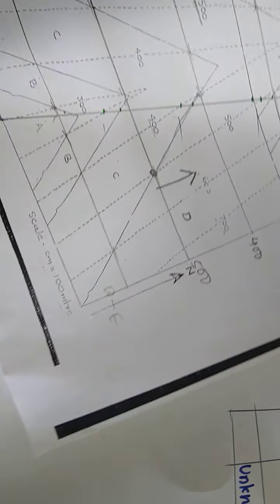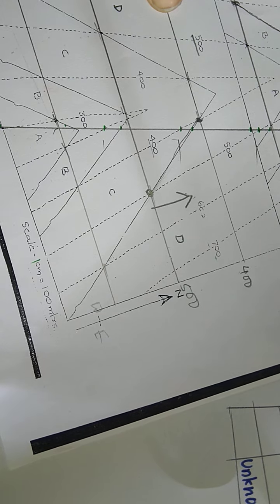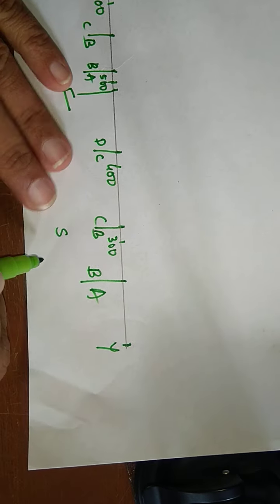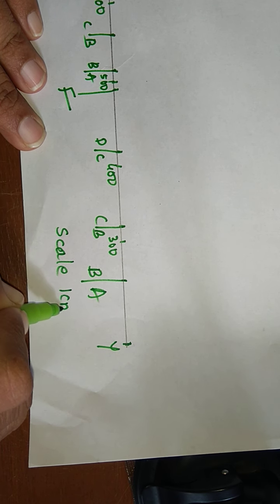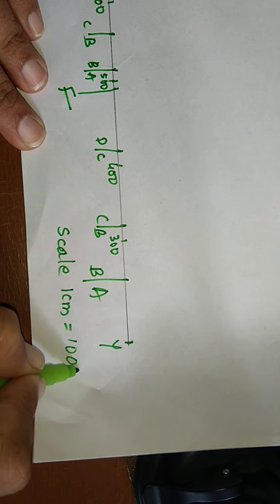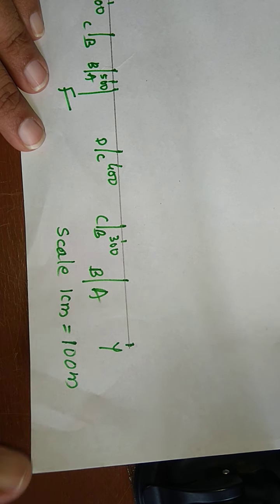Then the scale given here on the map, you can see the scale is 1 centimeter equal to 100 meters. So I'll write the scale here. Scale 1 centimeter equal to 100 meters, which means 1 centimeter on the paper is 100 meters on the ground.